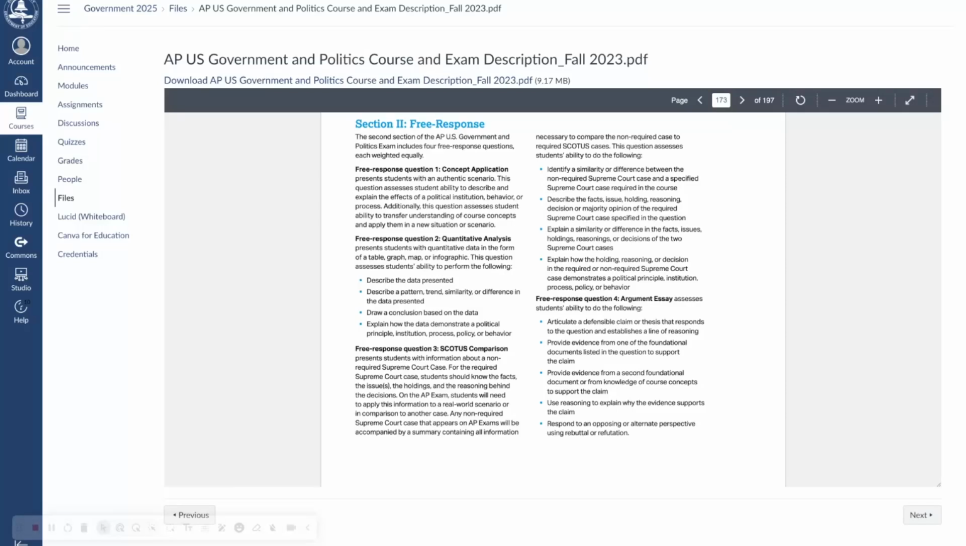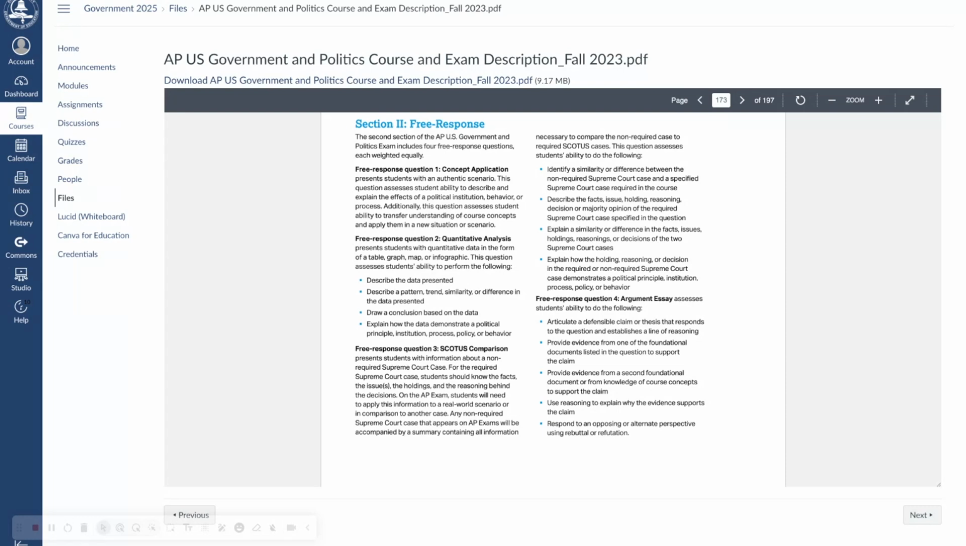So what are the different types of free responses that you'll find on the AP US Government and Politics exam? Right now I'm looking at the AP US Government and Politics course and exam description. If you go to page 173, you'll find the same information there. This is the second section of the exam. The first was a multiple choice portion, and then you're going to have 4 free response questions.